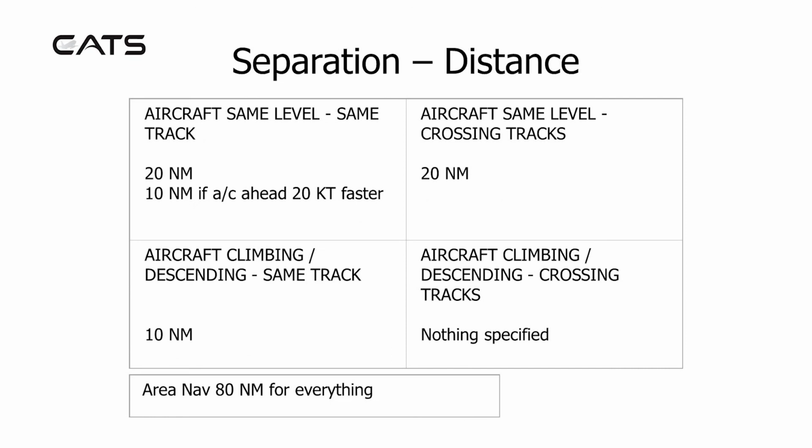Separation based on distance. For aircraft on the same level and the same track, generally it's 20 nautical miles, or it's reduced to 10 nautical miles if the aircraft ahead is travelling 20 knots faster. Aircraft climbing or descending on the same track is 10 nautical miles. Aircraft on the same level crossing tracks is 20 nautical miles. For aircraft climbing or descending crossing tracks, there is actually nothing specified. For area navigation, it's 80 nautical miles for everything.